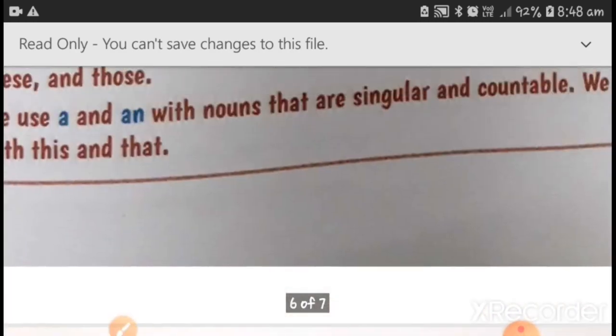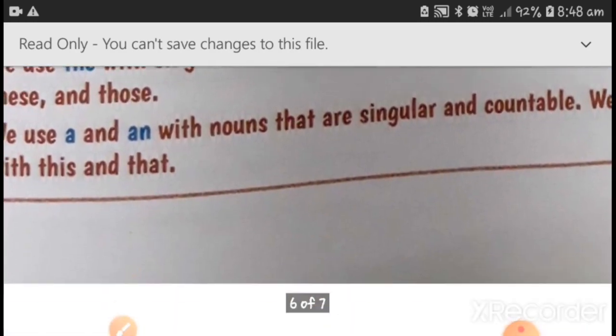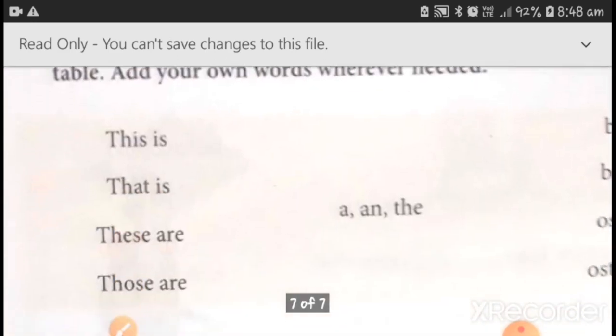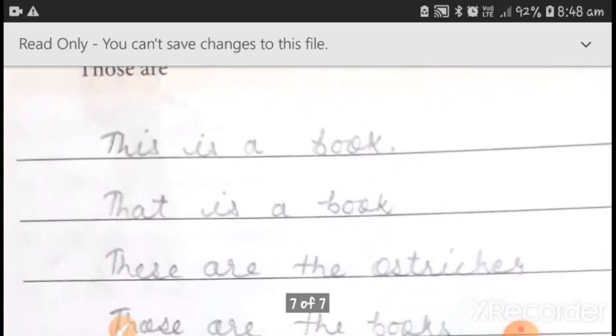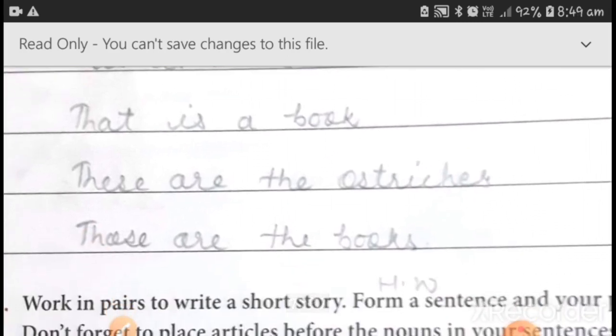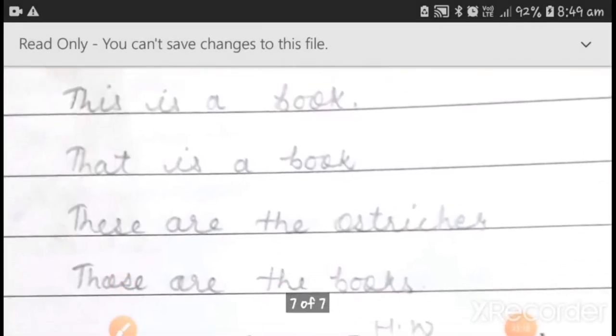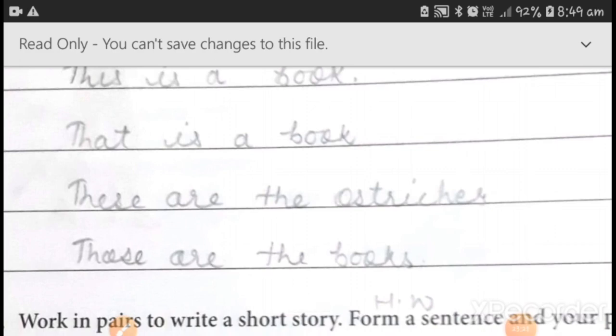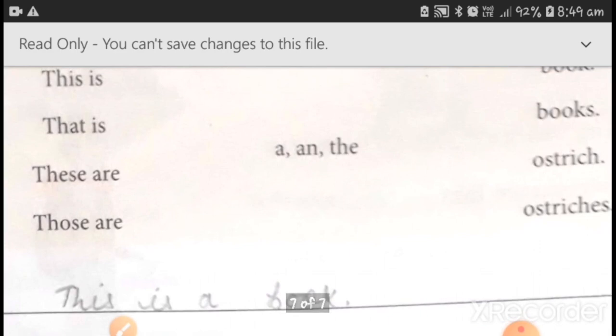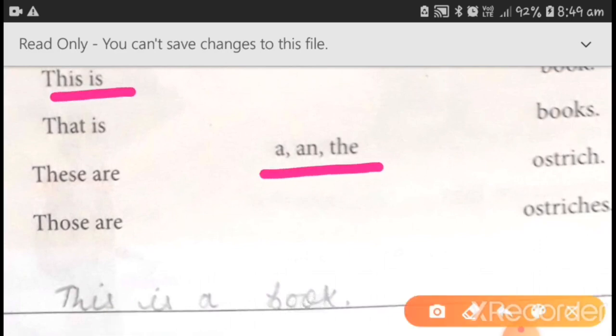So go through this and you come to know how we can write the sentences. Here I have written some examples, but except these you can also write different sentences. This is the book. That is a book. These are the ostriches. Those are the ostriches. Or those are the books. Like this, we can use different words from here and articles and different nouns.